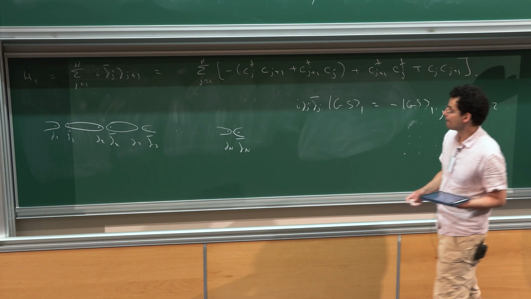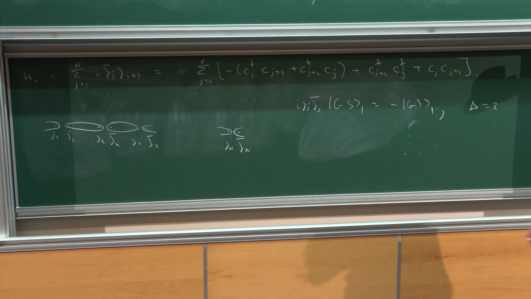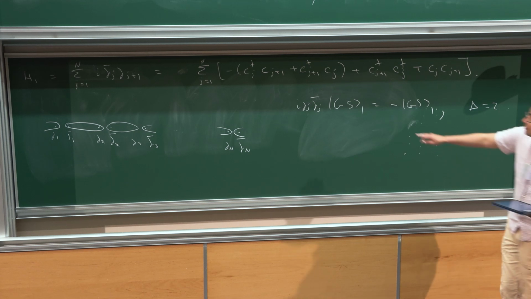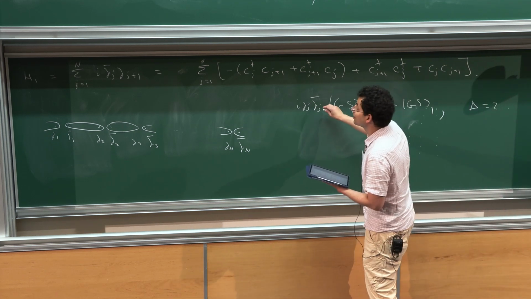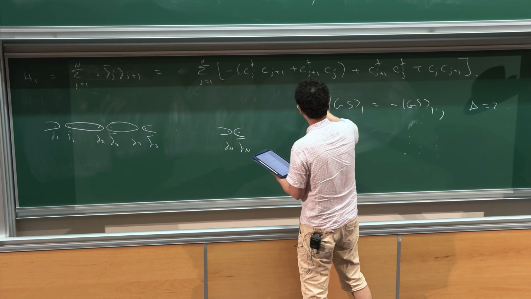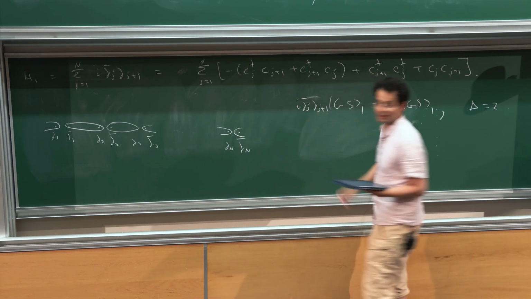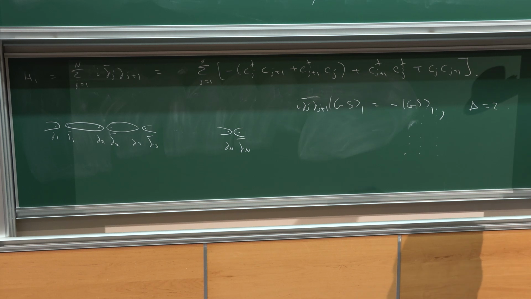Sorry? Oh, gamma j bar gamma j plus 1. Correct. Sorry. Yeah.